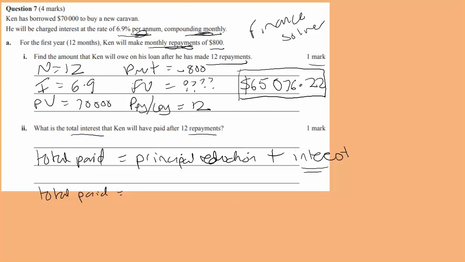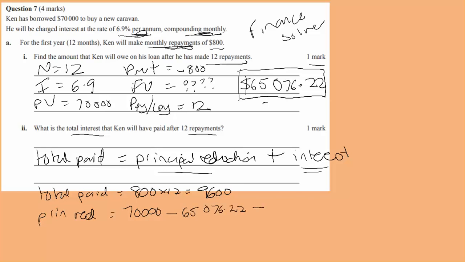So the total amount paid was $800 per month, so $9,600. I need to work out how much was the principal reduction, and I've got the information for that. The loan was originally $70,000, and from my answer in part A, I know that it's now 65,076.22, which equals 4,923.78.